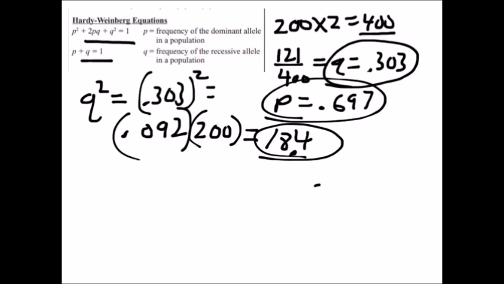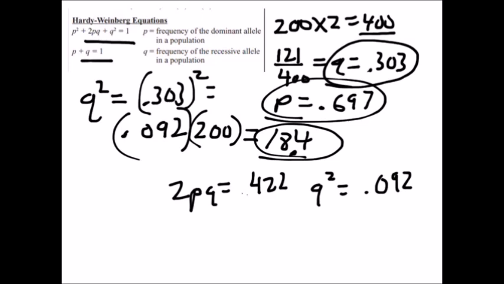Again, q squared, our frequency of homozygous recessive individuals, is 0.092. Now let's find the frequency of heterozygotes, 2pq. To find that, we're simply going to multiply 2 times p, which was 0.697, times q, which was 0.303. When we do that, 2 times 0.697 times 0.303, we end up with an expected frequency of heterozygous individuals to be 0.422.